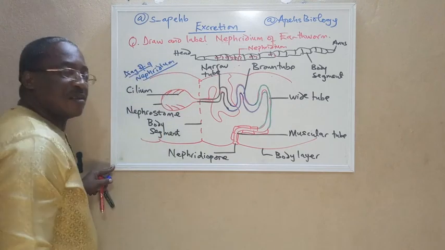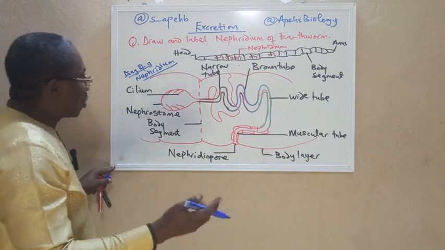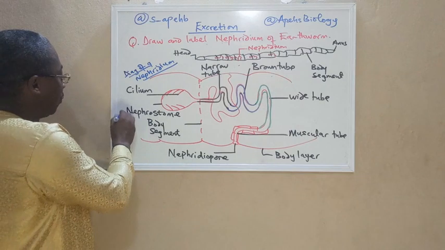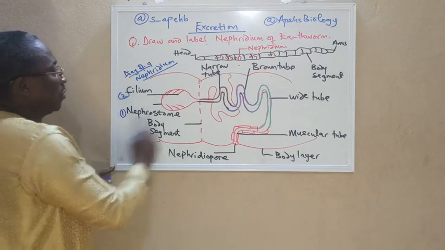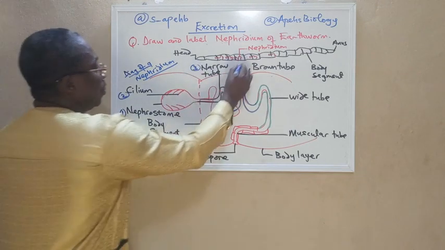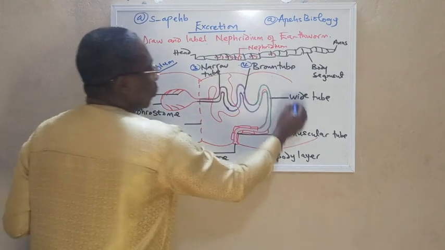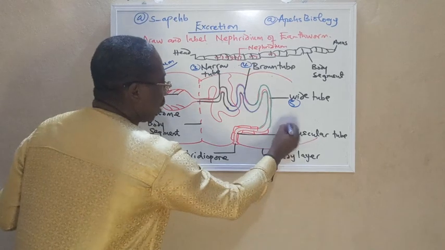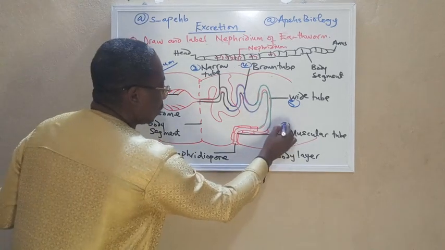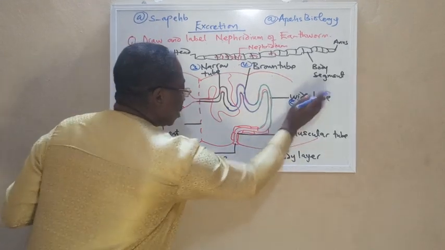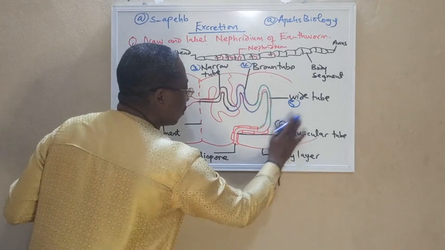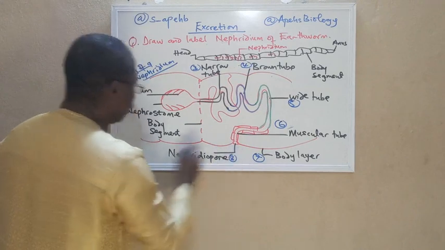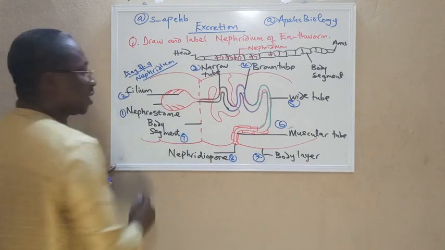This is important. If you are asked anywhere what are the parts of a nephridium, you have nephrostome, you have cilium, you have narrow tube, you have brown tube, you have wide tube, you have muscular tube there, number 6. Then you have 7, body layer, you have number 8, nephridiopore, and you have number 9, body segment.